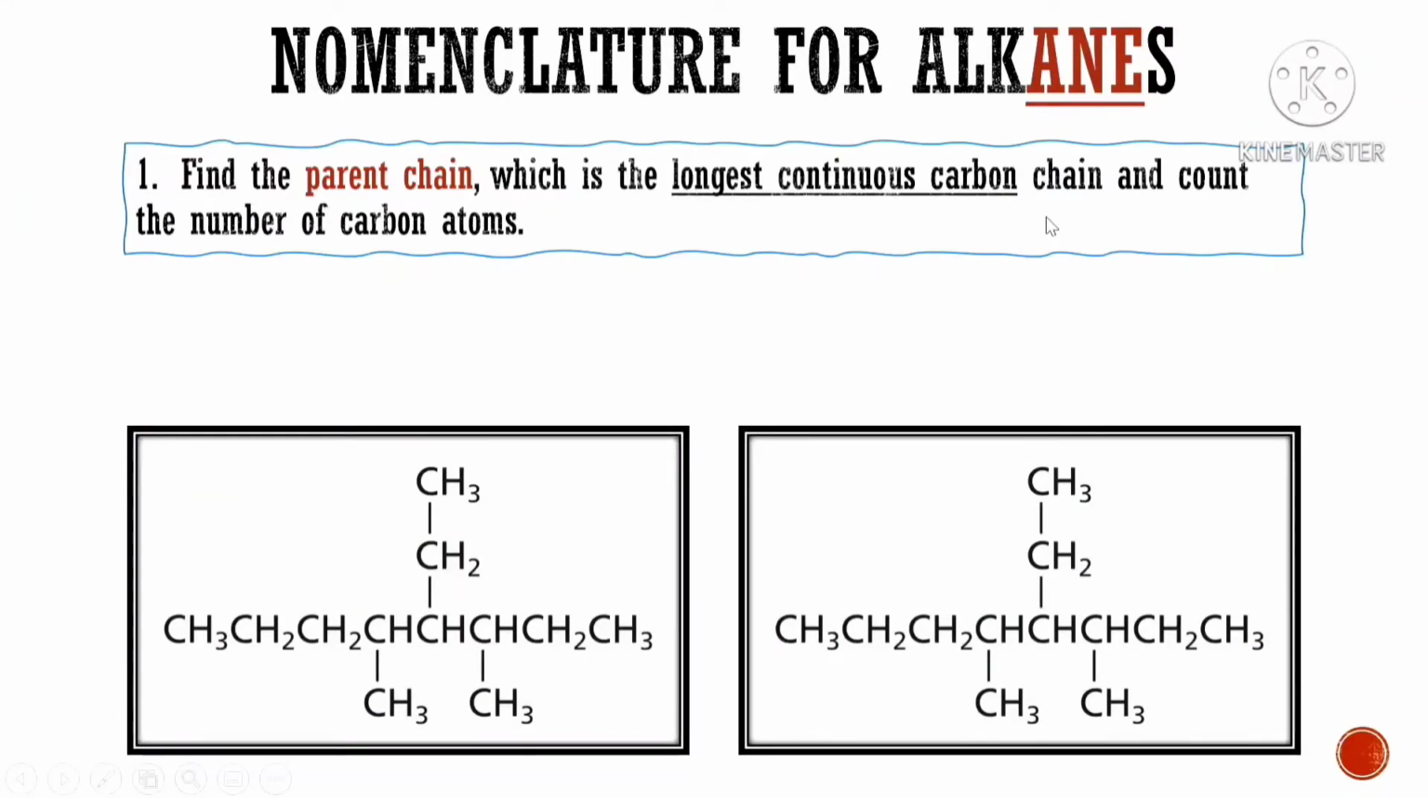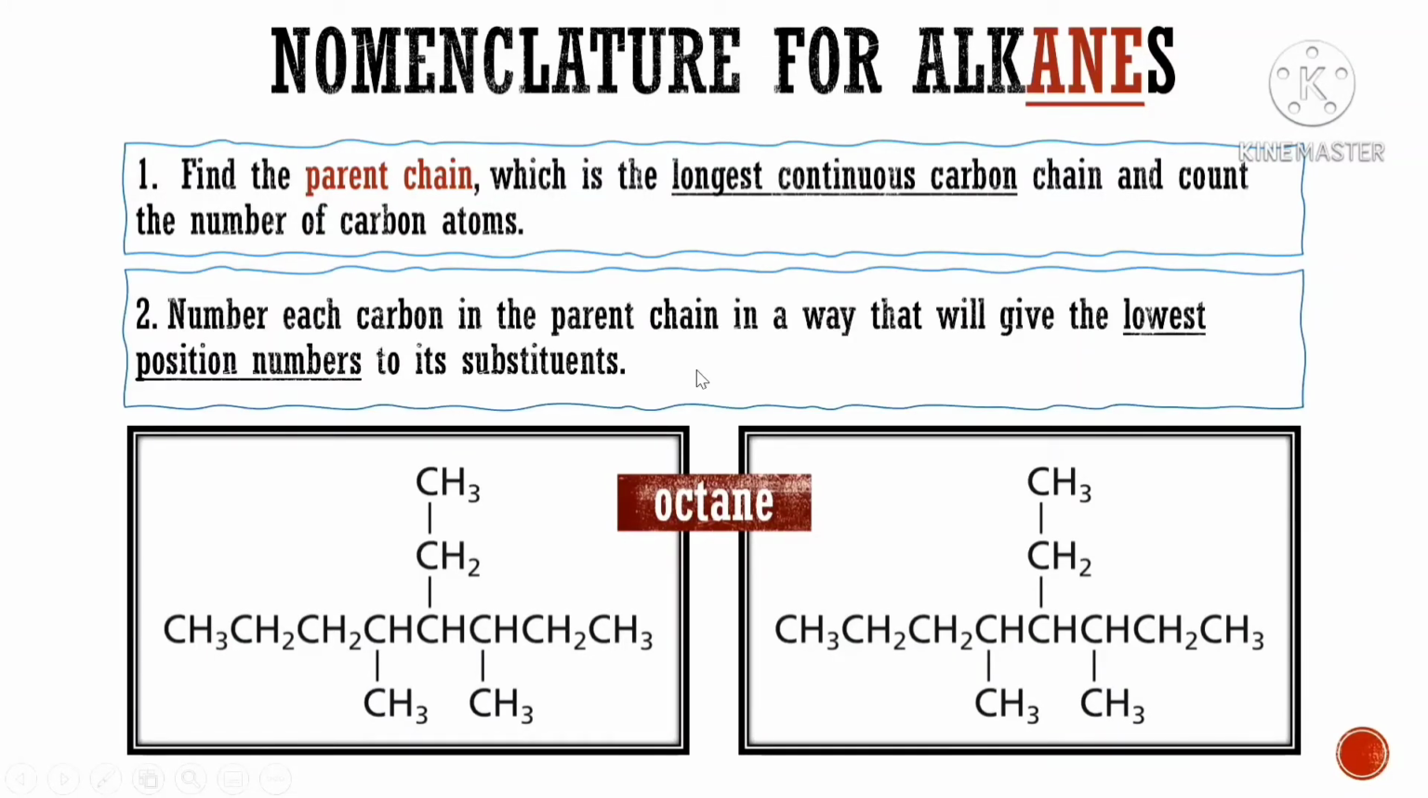First, find the parent chain, which is the longest continuous carbon chain, and count the number of atoms. Here in this example, this is the parent chain. If we count the number of carbon atoms, we find out that there's 8. So we call it octane, because alkanes have names ending in "ane", and we use the prefix octa, which means 8.